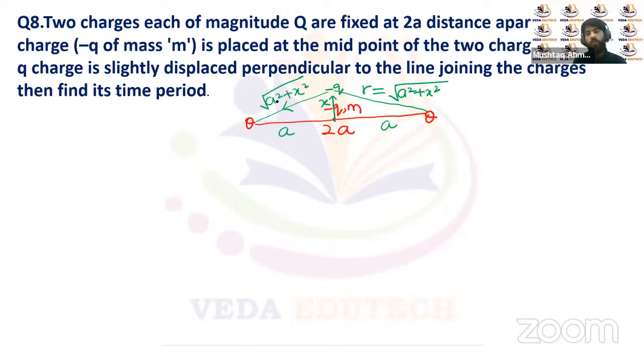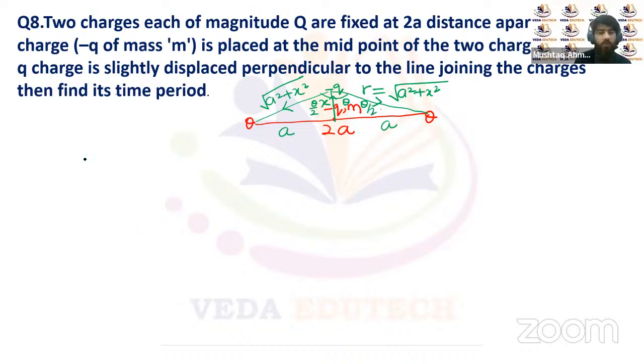Both the forces will be attractive forces here. Now let's suppose the angle between the two forces is theta. If theta is the angle between the two forces, this angle is theta here, then this should be theta by 2, and this should be theta by 2.